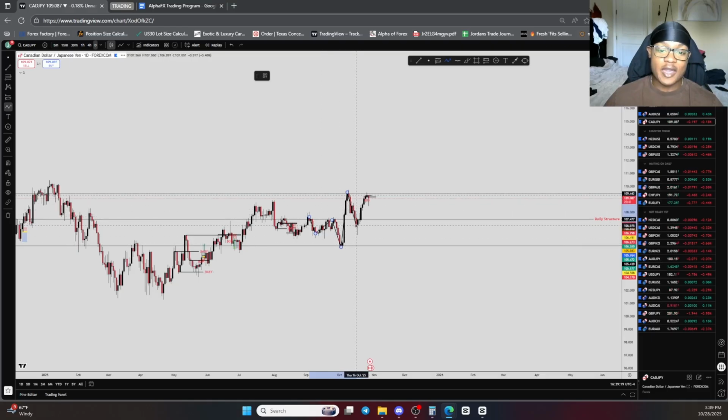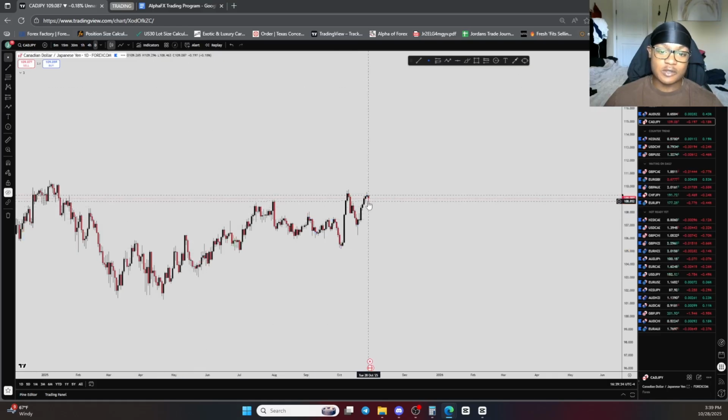Price formed the pullback, rejection, and then price had another push back towards the upside, but this time not breaking past our recent higher highs. We formed this beautiful double top formation, but as we're forming this double top formation, you can see how price is leaving us with this huge wick rejection towards the downside.